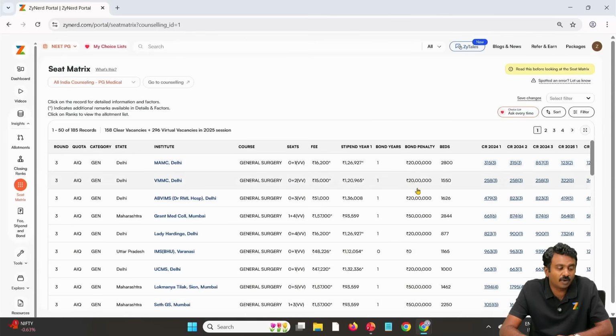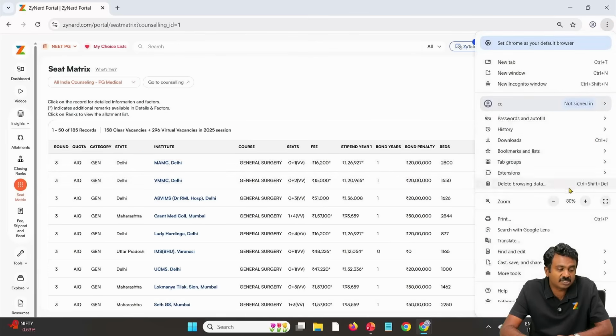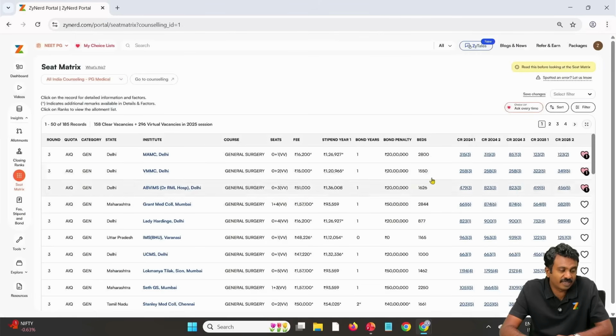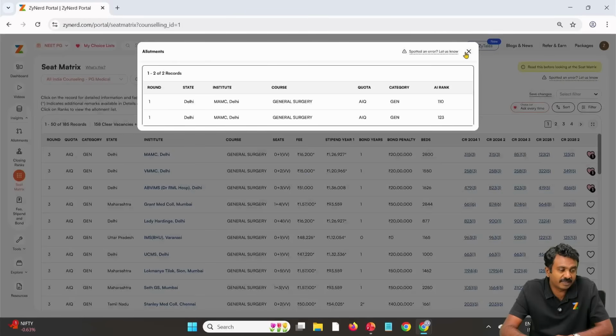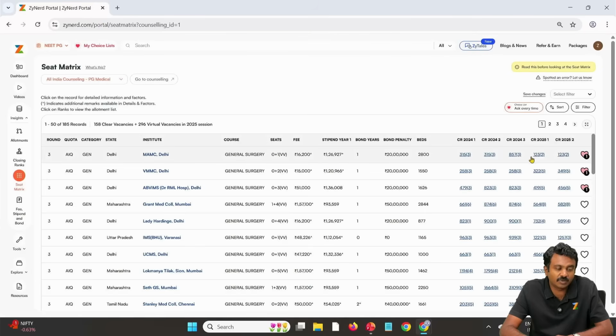It will tell me at what ranks these seats closed in All India Counselling. Now here we can see MAMC Delhi closing at 123. 2 seats were available and 2 candidates picked up the seats, 110, 121 in round 1 and 110, 123 in round 1 and the same set of candidates in round 2.